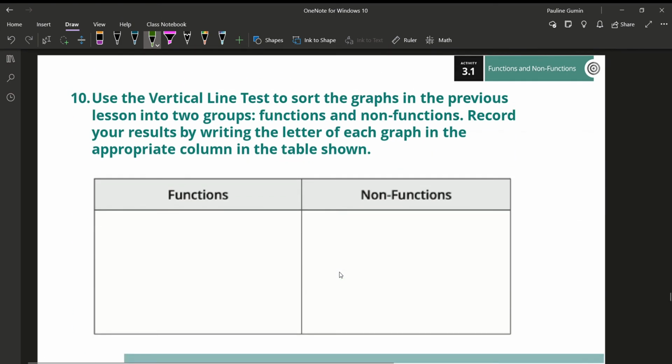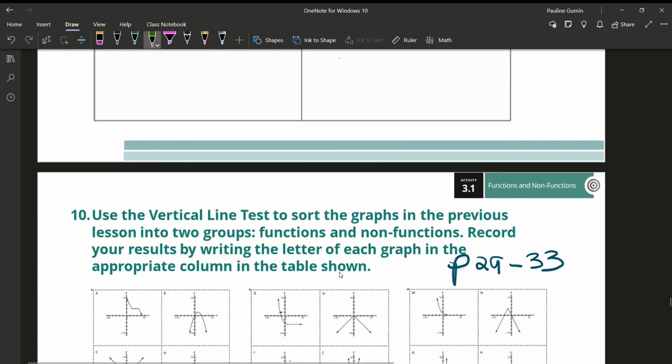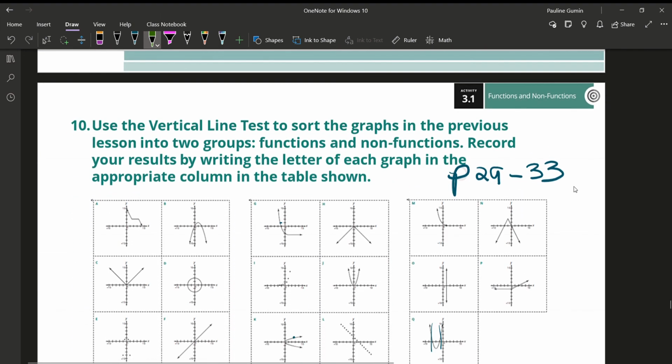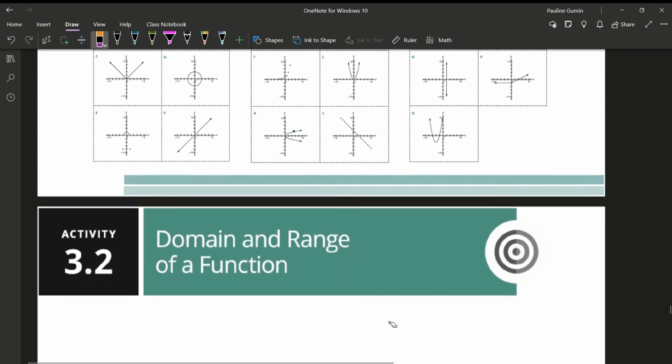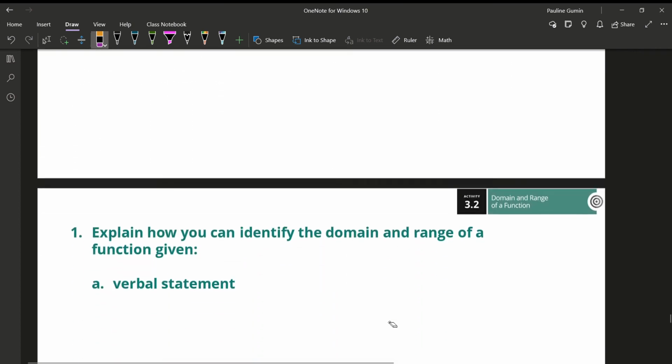Number 10, so if you're one of my students, we did do this in class. What we did is flip back to pages M129 through 33, and we discussed whether or not these were all functions or not using the vertical line test. I'm not going to go over them in this video. What I am going to look at is the domain and range of a function.